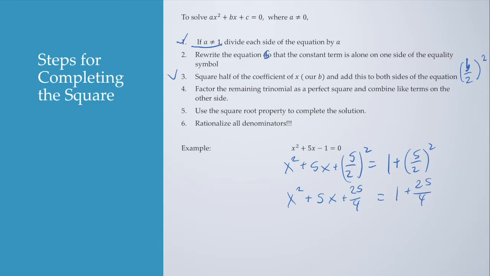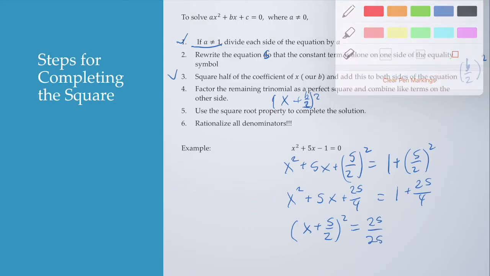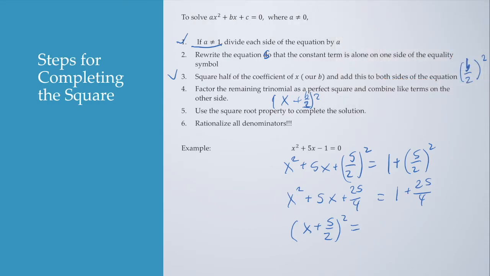This is going to factor perfectly to, remember, it factors to x plus b over 2 squared. So I have x plus b over 2 squared, which is a fraction, equals, I don't want 25 over 25, I want 4 over 4. That's how we rewrite 1 with the denominator 4. So I have 4 over 4 plus 25 over 4. So I get x plus 5 halves squared is 29 over 4.